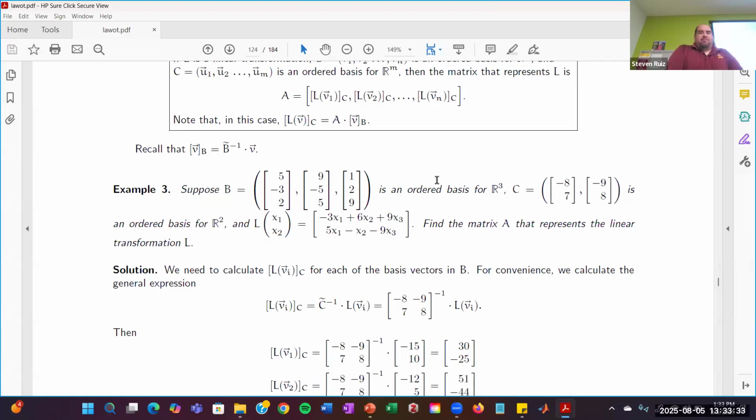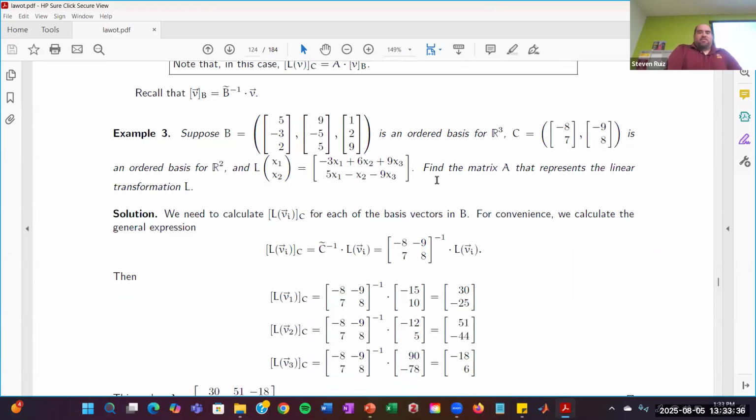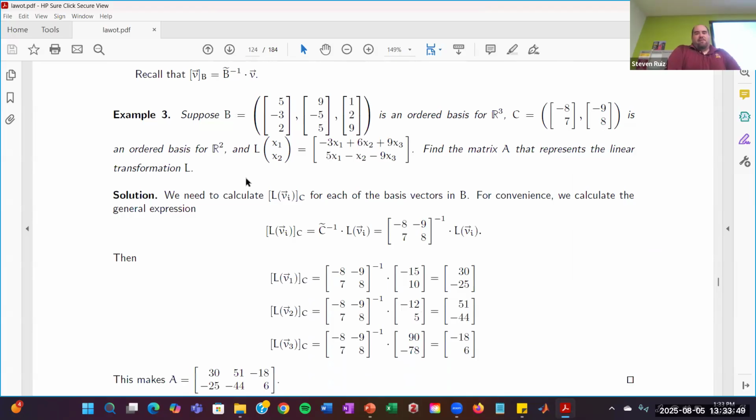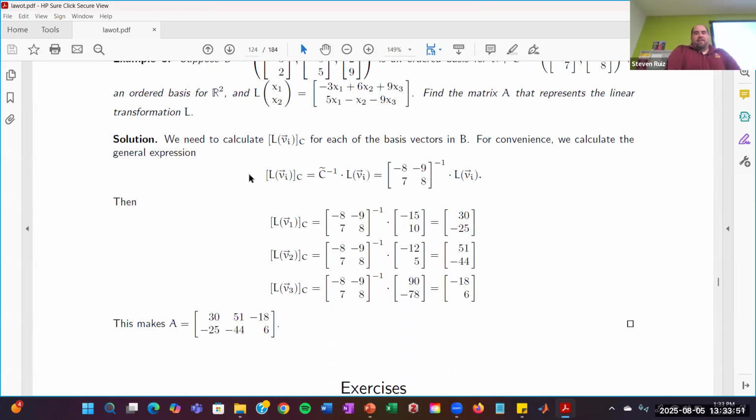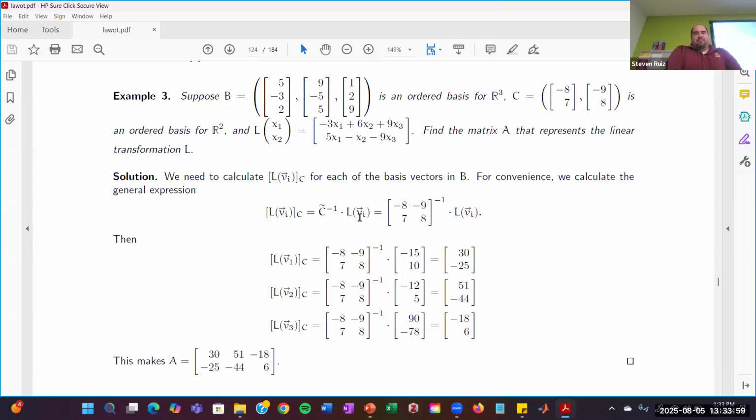Okay, so let's look at the place I stole this from. So starting from the basis B, so B and C are ordered bases. L is this transformation that goes from R3 to R2. I think I started from the wrong place. So instead of looking at how this transformation acts on the vectors of B, let's look at how it acts on C. So can I annotate on this instead?